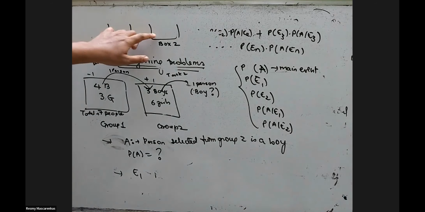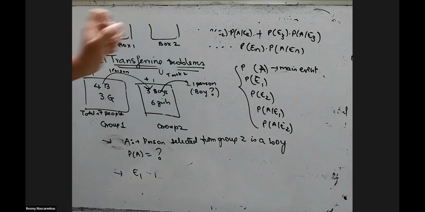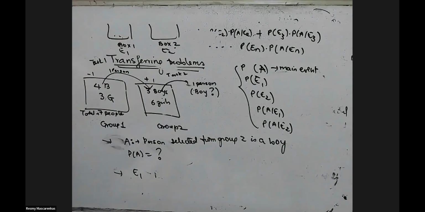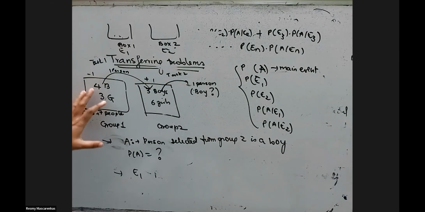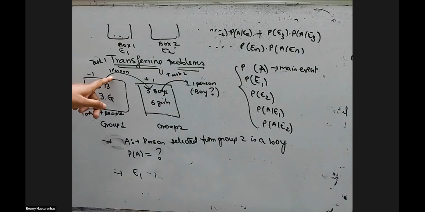When you have to pick a coin from one of the 2 boxes, I give you a task: go pick one coin and come. So you had 2 options, to select from box 1 or box 2. That's why we have taken E1 as box 1 and E2 as box 2. But here the task is, I am telling you, go pick one person from group 1. Now this is fixed. There's no point checking whether to select from group 1 or group 2. You have to go to group 1 only, and now you have to select a person.